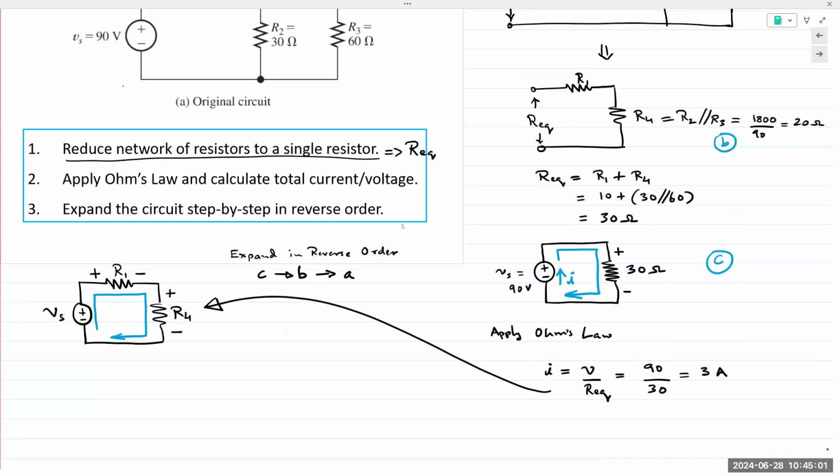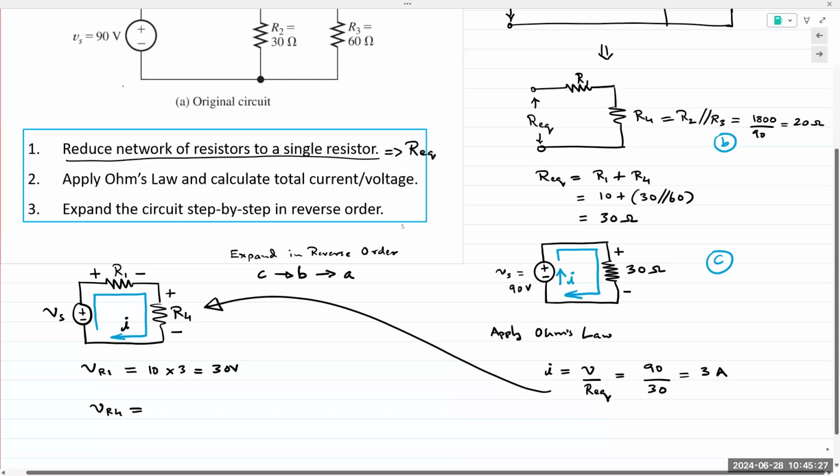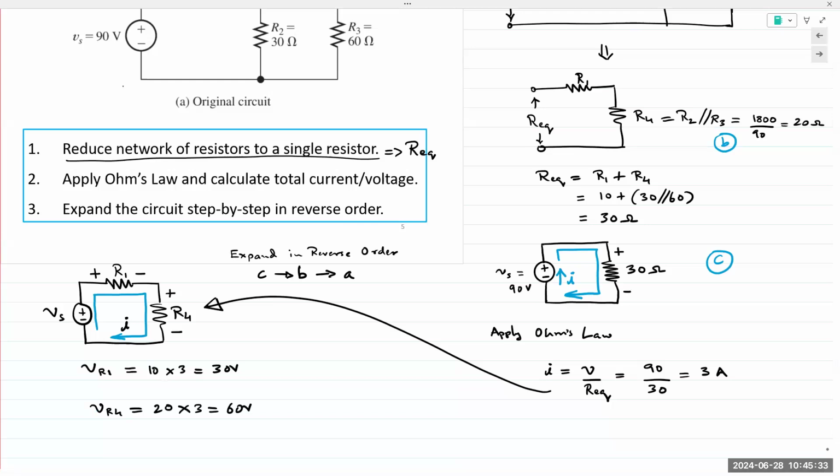So now we already have I. We can find VR1 and VR4, right? So we apply Ohm's law again, determine VR1. VR1 from Ohm's law is just 10 times 3, 30 volts. And VR4 is 20 times 3, 60 volts. And of course, if you apply KVL, 30 plus 60 should sum up to 90 volts, which is the supply voltage.